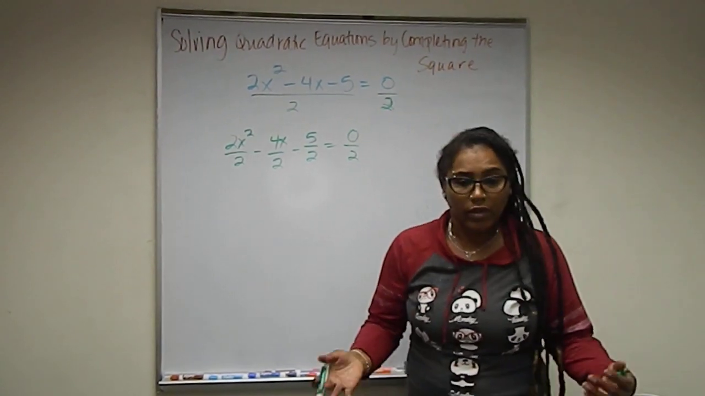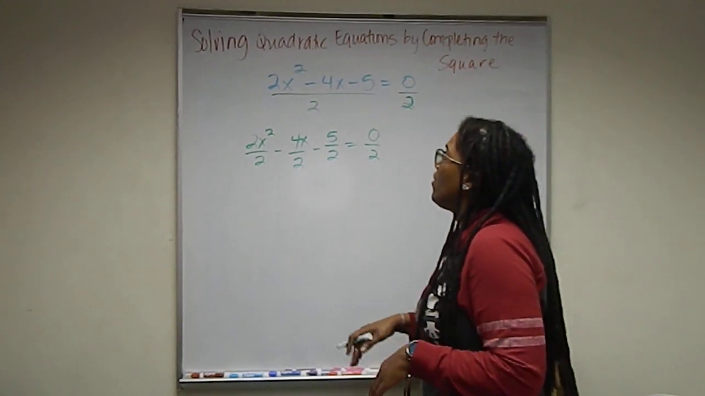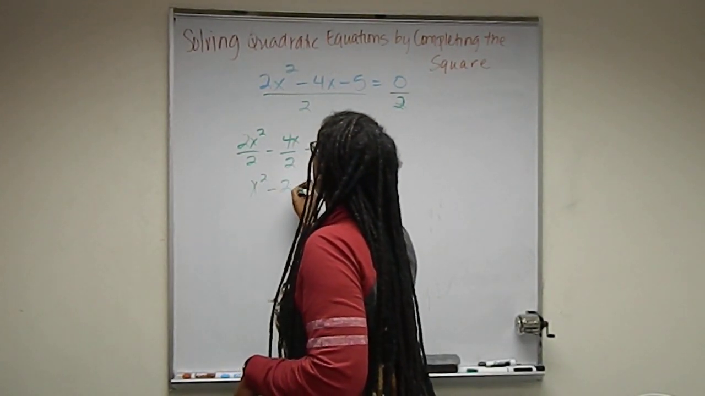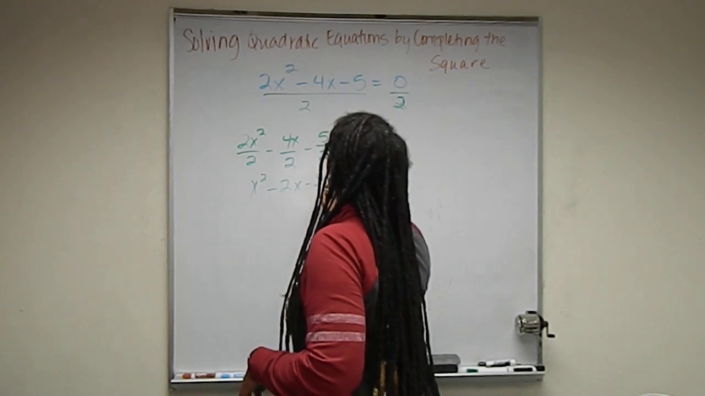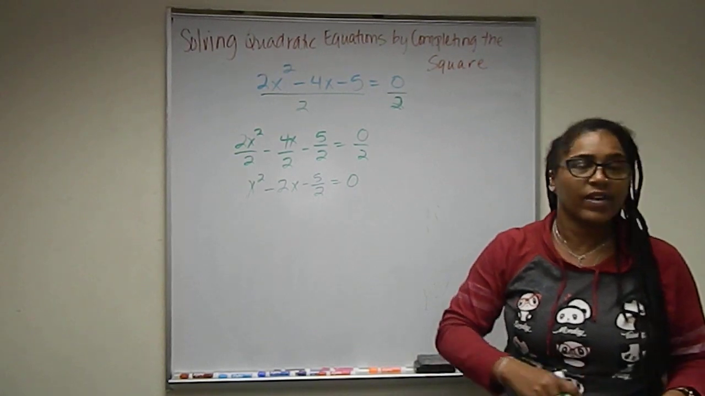All right, just so we're clear, just want to make sure everybody's on the same page. So we know that that's going to leave us with x squared minus 2x minus 5 halves equals 0. All right, because we divided everything by 2.